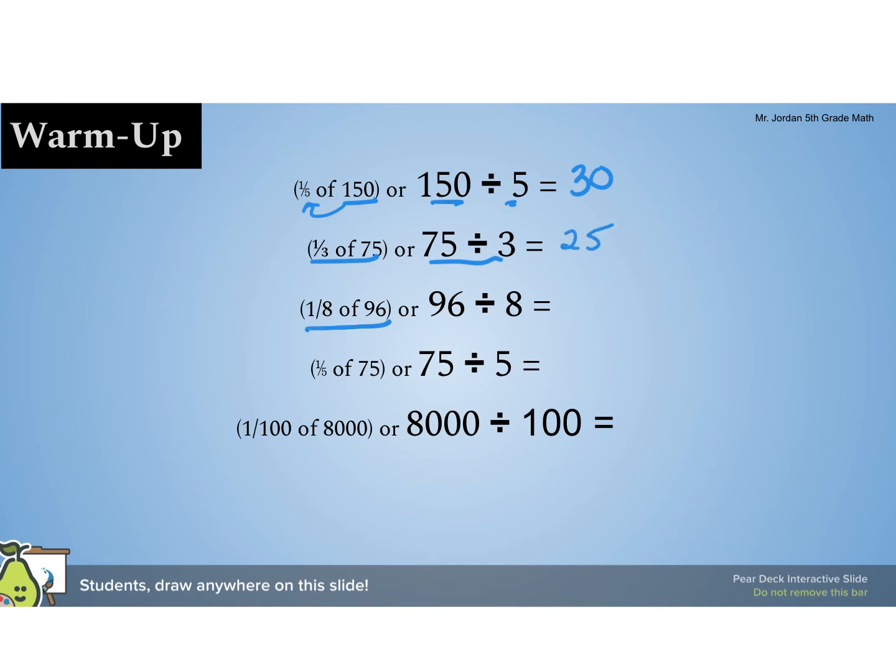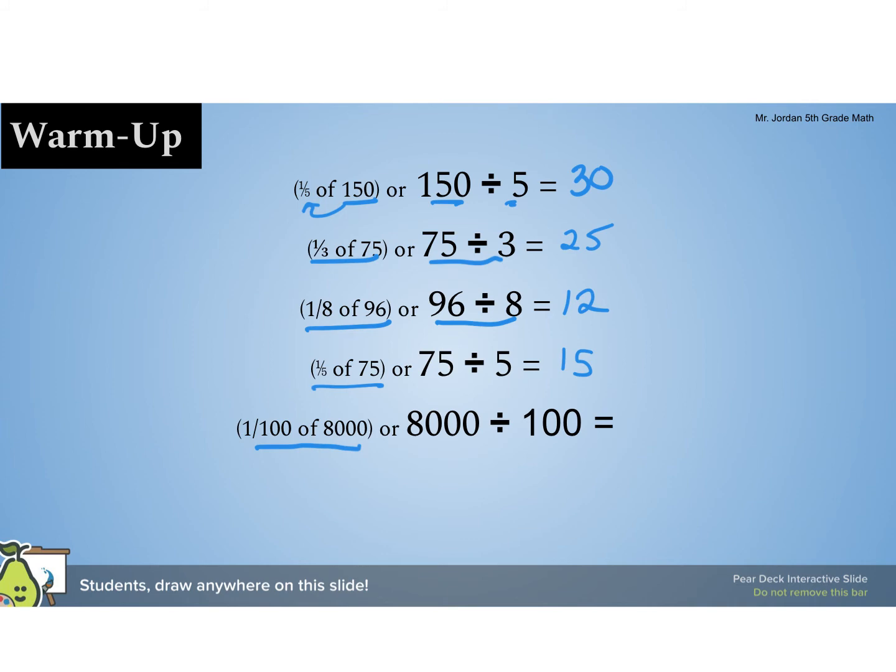1/8 of 96, you go 96 divided by 8. 80 divided by 8 is 10, so this is going to be 12. 1/5 of 75, this would be 15, because 15 times 5 is 75.